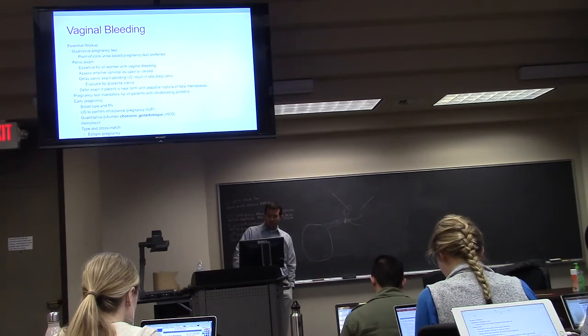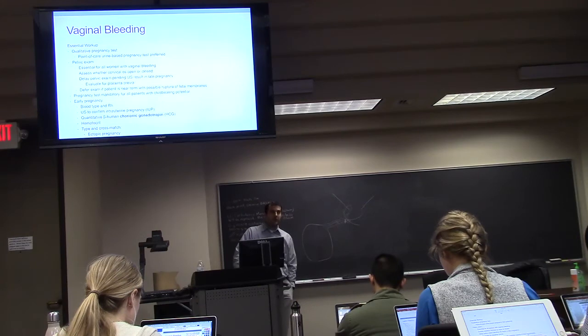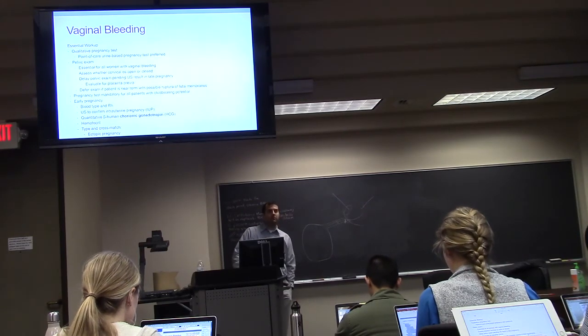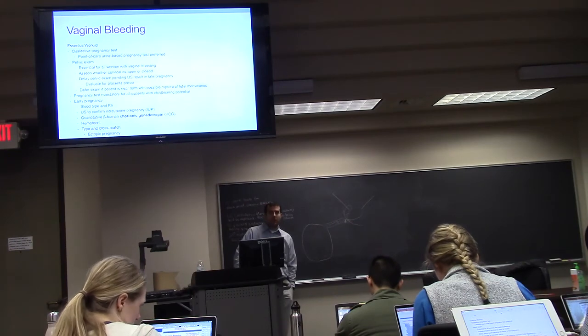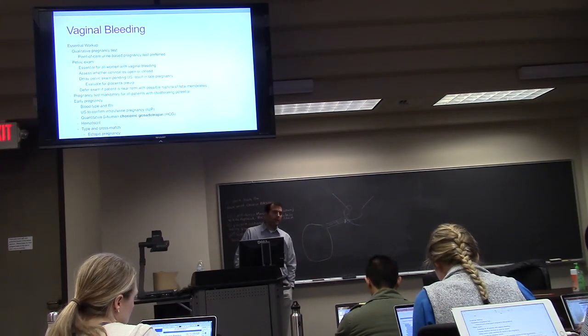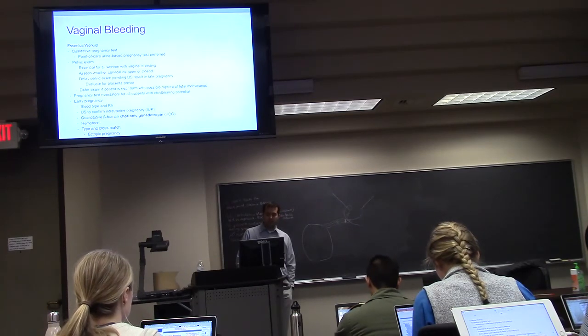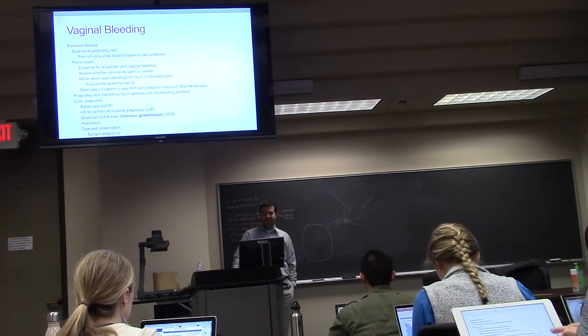So then we run over to the serum. If you're going to get blood on a patient, don't waste your time with urine. Just get the blood. And so you get the qualitative and there's the quantitative. Qualitative is a yes or no, and if it's yes, then you want to know the quant. So you want to know what the level is. Because then it'll tell you kind of how far along they are and stuff like that.